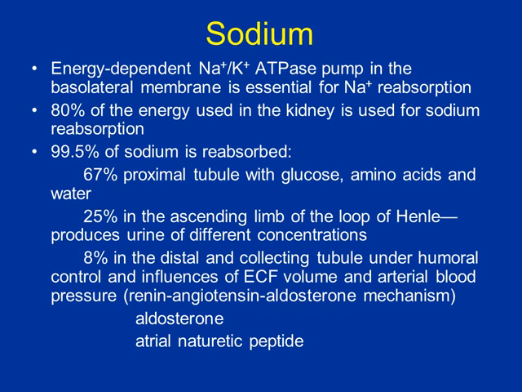So 25% in the ascending limb of the loop of Henle. And this is going to help concentrate your urine. Right. And then the last 8% is in the distal tubule and the collecting duct. So that last 8% is the part you can modify. You can't change the 67% in the proximal tubule. You can't change the 0 in the descending. You can't change the 25 in the ascending. This last 8% is the flexible amount.